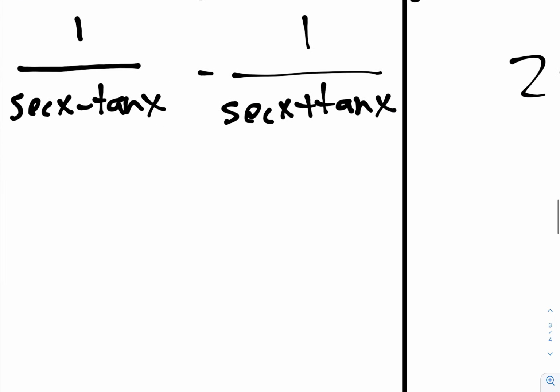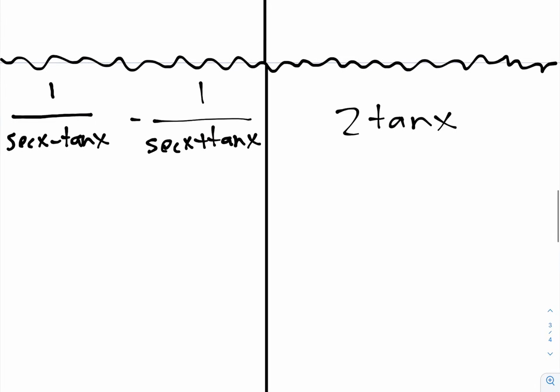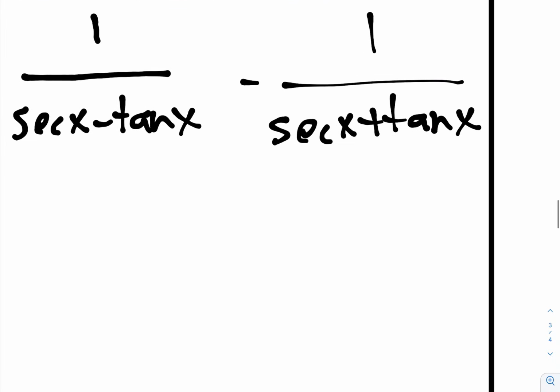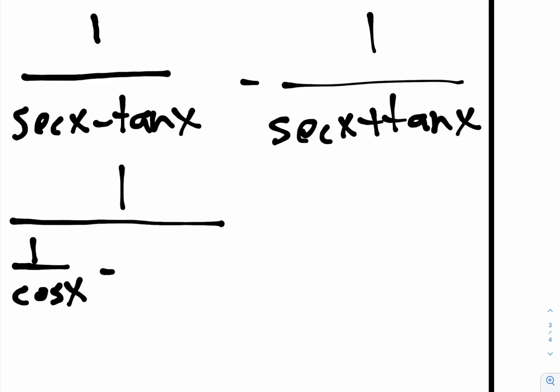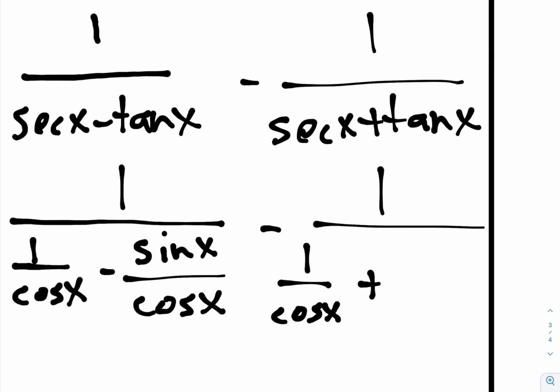Okay, so like we do in every single question with these proofs, we're going to try and focus on the harder side first. So I would say that this is the harder side, and we're going to get secant and tan in terms of cosine and sine. Okay, so it's going to be 1 divided by 1 over cos x minus sine x over cos x, and we're subtracting that fraction 1 over, same thing, except instead of a difference now it's a sum. So 1 over cos x plus sine x over cos x.